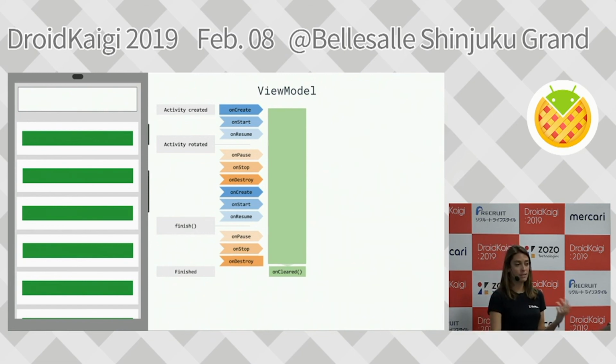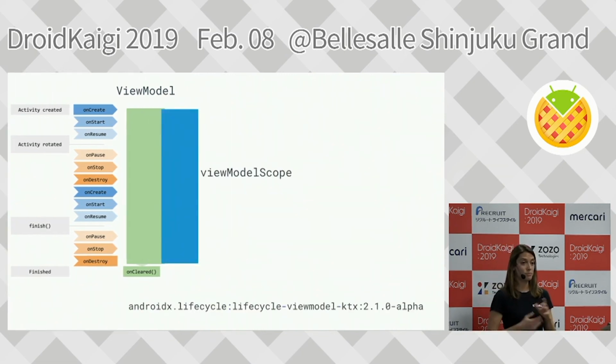And actually, the onCleared method is the one that our coroutine support is using. If you're working with coroutines, then you know that you need to launch coroutines in a scope. So we created a new KTX artifact, Lifecycle ViewModel KTX. This one adds a viewModelScope as an extension property to the ViewModel, and the scope will be canceled when the ViewModel is cleared. So this means that you'll be able to launch your coroutines to, for example, trigger a request to a backend. But then when you're exiting that activity, that coroutine will be automatically canceled.